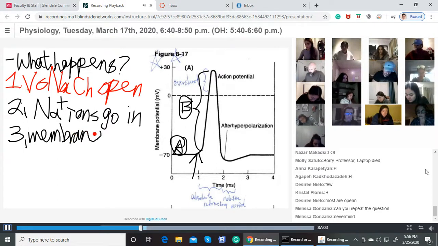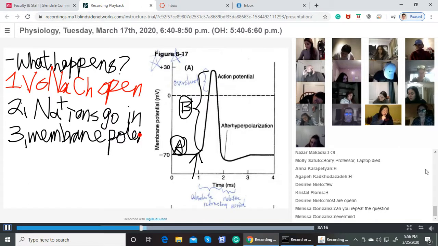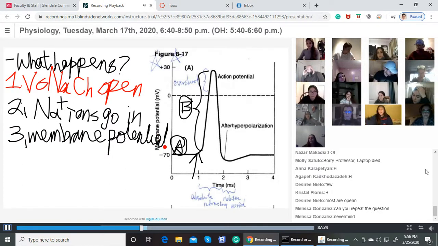When we have more sodium ion inside the cell, what will happen to the membrane potential of the neuron? Okay, let me give you 2 choices, and then I just want someone to yell out the answer. Will the membrane potential increase, aka become more positive, or decrease, aka become more negative? Someone unmute yourself and answer this question.